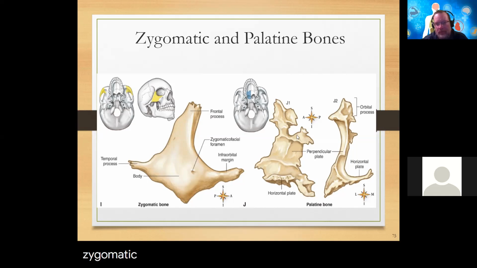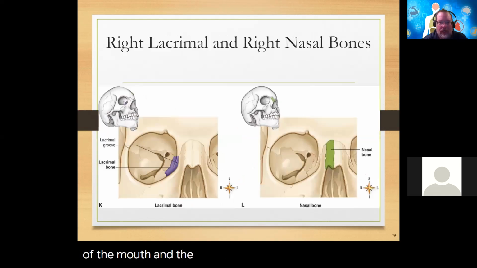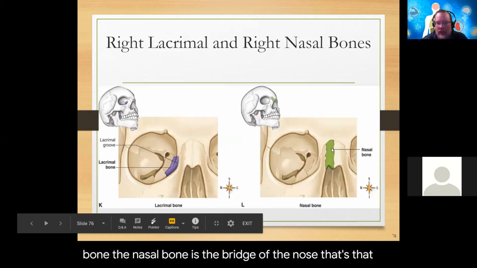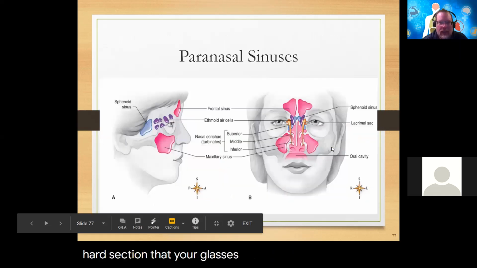Okay. And the palatine bone, that's again at the roof of the mouth and the posterior aspect of the roof of the mouth. And then we've got the nasal bone and the lacrimal bone. The nasal bone is the bridge of the nose. That's that hard section that your glasses might sit on.